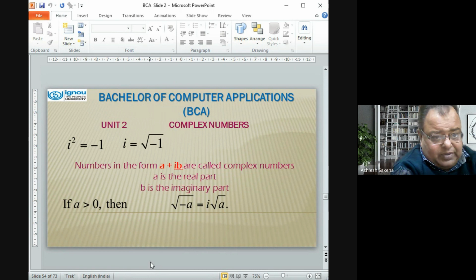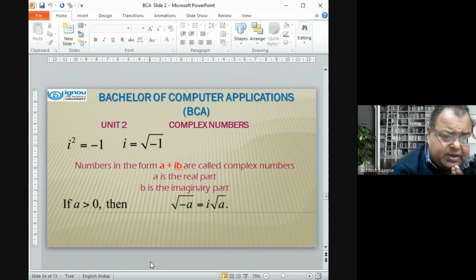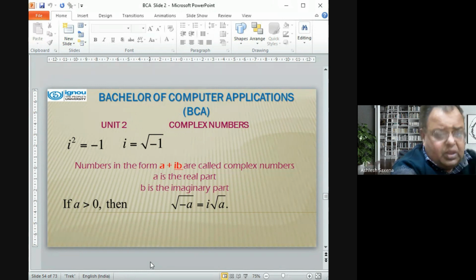It will be solved. Any number which can be written in the form of A plus iB is a complex number, where A is the real part and B is the imaginary part. Now the question is, how will we get this imaginary part? Straight away you can see that i squared is equal to minus 1. So i will be equal to under root minus 1. Now, you can see that under root minus A can be written as iota under root A.